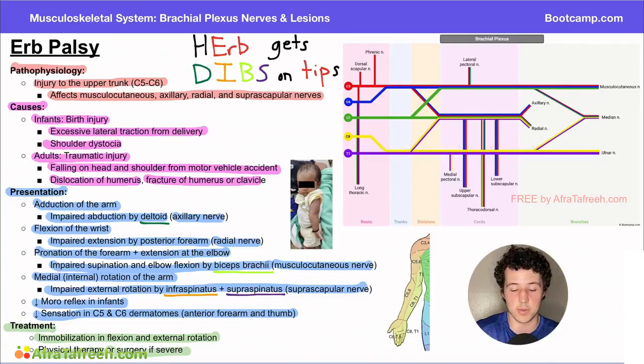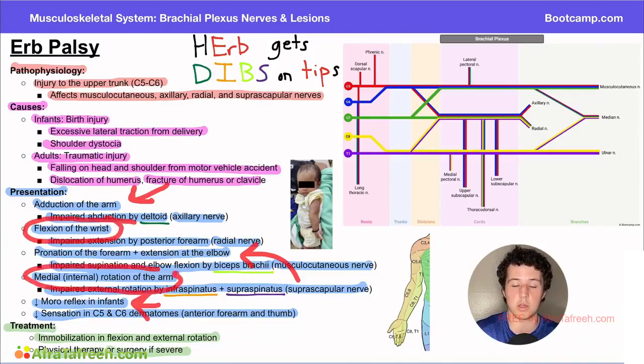All right, in this patient, there was the reduced Moro reflex in addition to adduction of the arm and pronation of the forearm and extension at the elbow. So the question of what additional motor deficits are most likely would be flexion of the wrist or medial internal rotation of the arm.